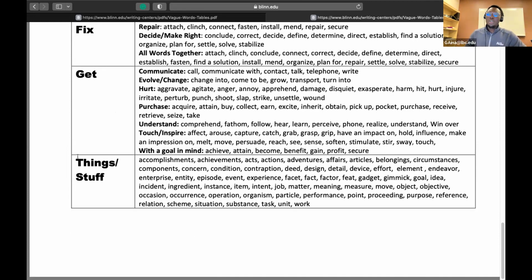So now one last part is avoid words like things and stuff, right? Stay away from those words because things is actually unspecific, right? And stuff is also unspecific. They're actually vague, right?